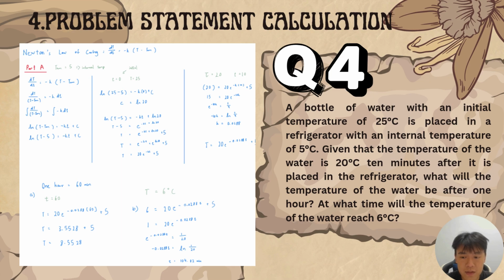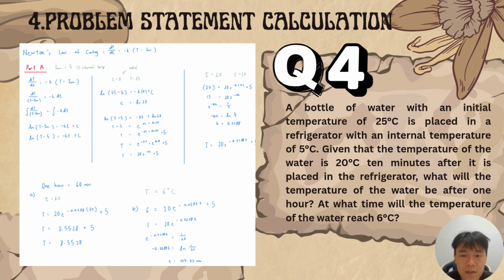Okay, based on the questions, we know that a bottle of water with an initial temperature of 25 degrees Celsius is placed in a refrigerator with temperature of 5 degrees Celsius. So here we know that time equal to 0, the initial time, and the temperature is 25. So we just sub inside ln(25 - 5) equal to -k times 0 plus C. We can get C equal to ln 20.